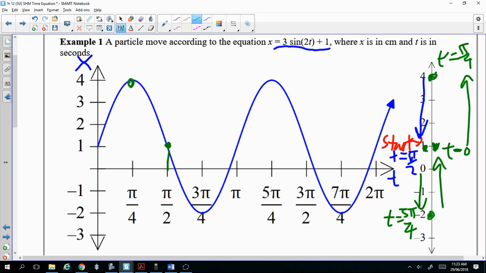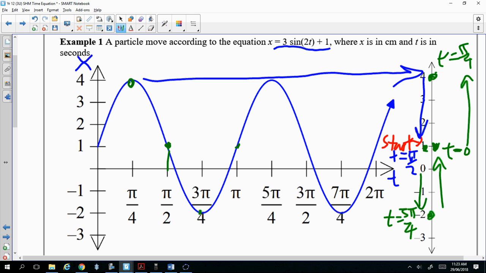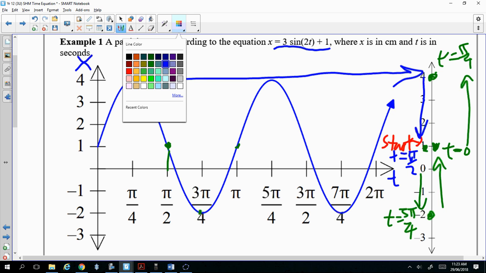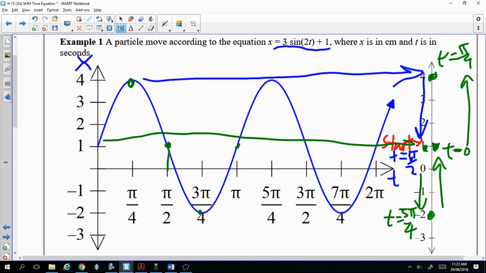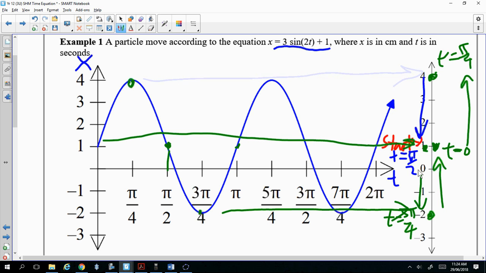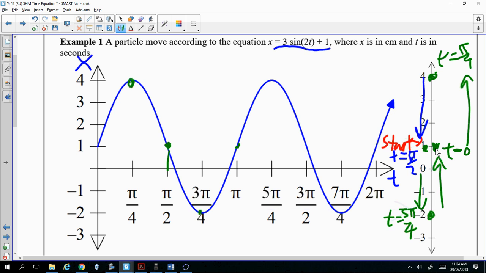So basically you can map this point. Let's use a different type of pen. Okay, so basically I map it here, and here, and then here. So I map the position of the particle. The particle is actually moving in one dimension. It starts from 1, goes up to 4, goes back to 1, goes to -2, then goes back to 1 again, and then repeats. It goes to 4, and then goes to 1, and then goes to -2, and goes back to 1.